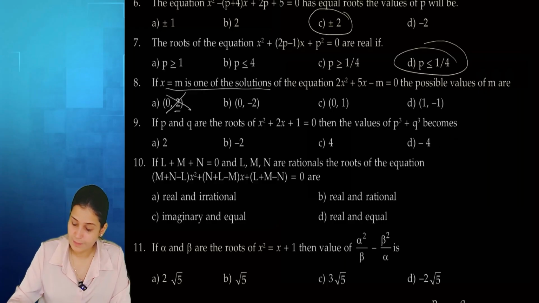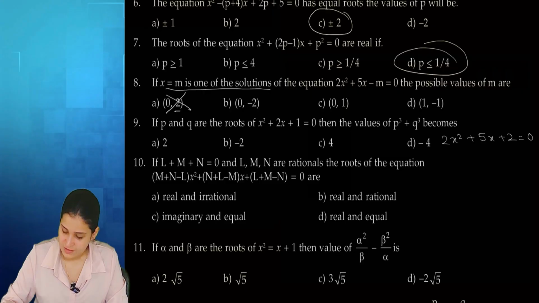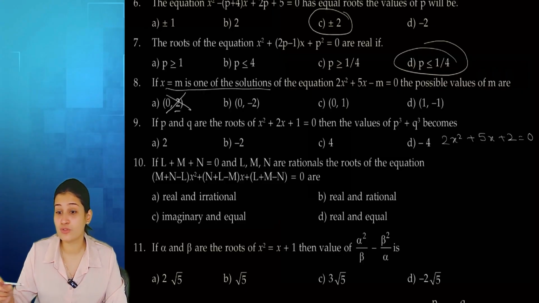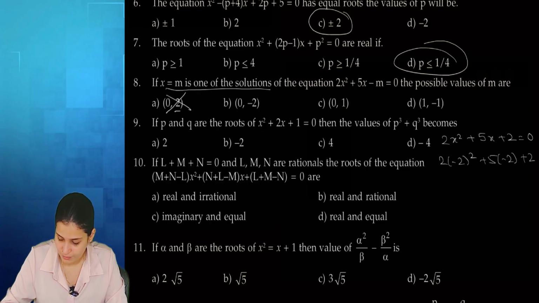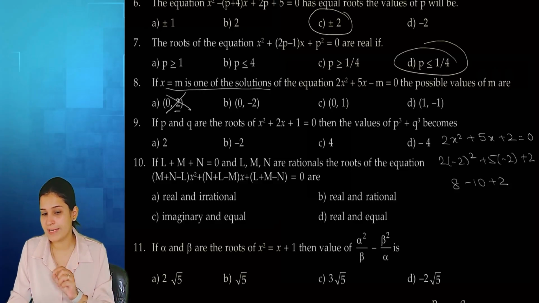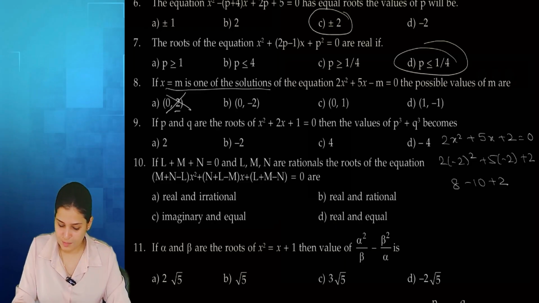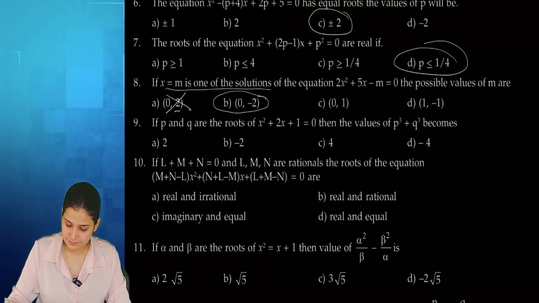Let us take m to be minus 2. If I take m to be minus 2, now let us check if minus 2 is a solution or not. So 2 into minus 2 square plus 5 into minus 2 plus 2. This is 8 minus 10 plus 2. Yes, it is 0. So m equal to minus 2 is a solution, and there is only one option which contains that. So option B is the correct answer.